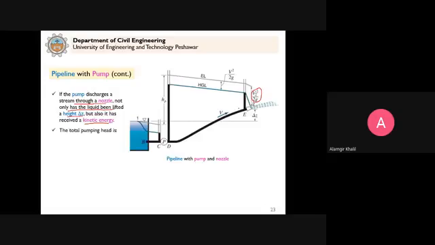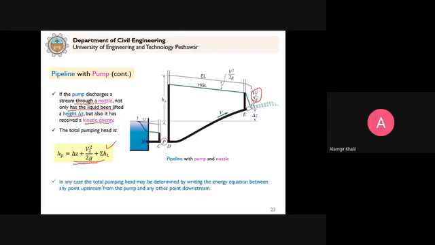Clear? So then in that case, the total pumping head will be delta Z plus V square by 2g plus the head losses. So in any case, the total pumping head may be determined by writing the energy equation between the point upstream of the pump and any downstream point.